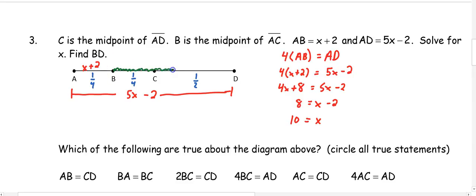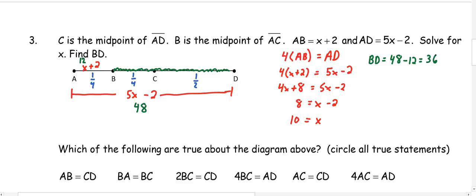Now that I know x, I can find BD. To find BD, the easiest way to do it is find the entire length. So 5 times 10 minus 2 is 48. 10 plus 2 is 12. So I can get BD by subtracting 48 minus the piece I don't want to include, which is 12. So BD has a length of 36.